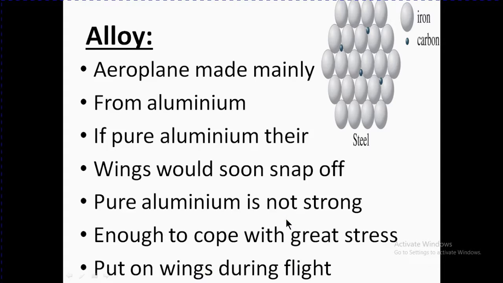You know that when a plane is moving, it faces a lot of air pressure due to its speed and also due to the air. So if this happens, the air can destroy its wings, and unfortunately it would be crushed if we used pure aluminium in its formation.